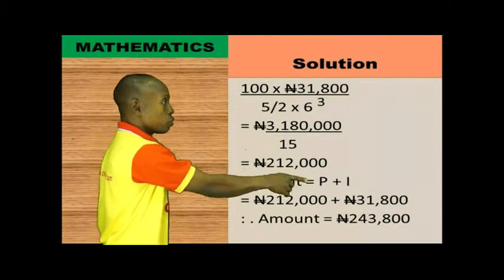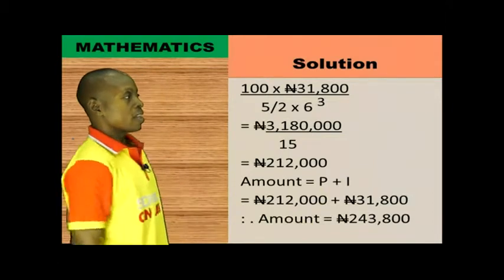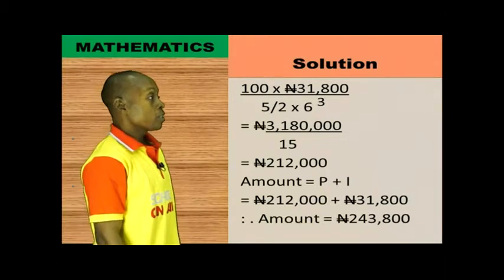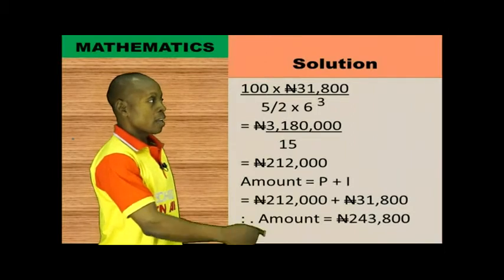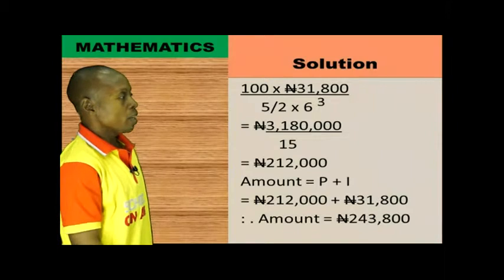So if you add the two together, you have 243,800 naira. That's what we have there.